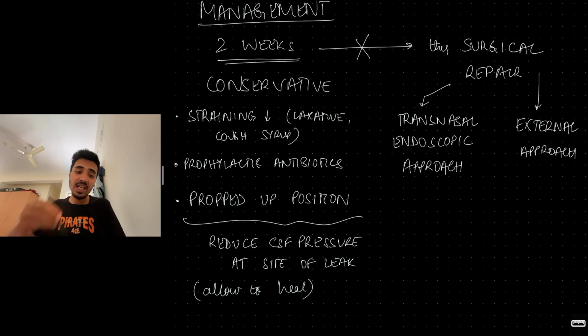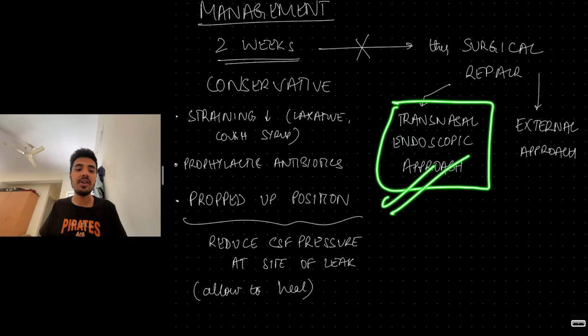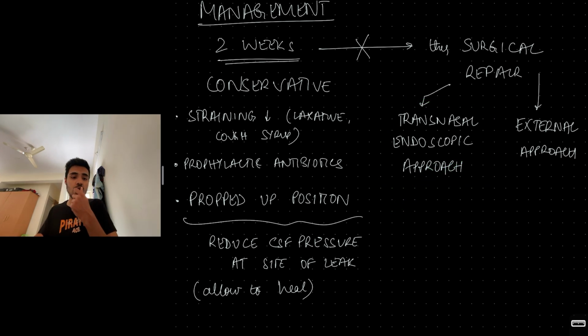But let's say even after 2 weeks of conservative management, the patient is still having unilateral watery nasal discharge, there is still CSF rhinorrhea. Then you can go for surgical repair of the site of CSF leak, such as transnasal endoscopic approach, which is the most preferred method. Transnasal endoscopic approach to fix the CSF leak, or you can go for external approach, open approach to fix the CSF leak.